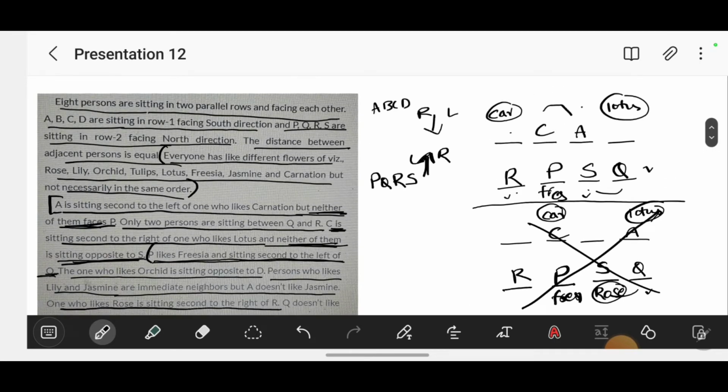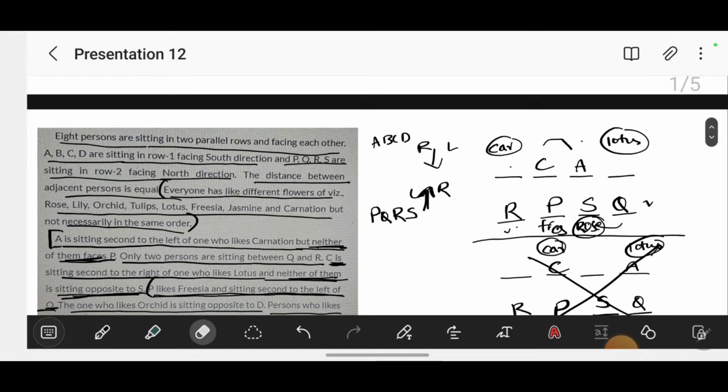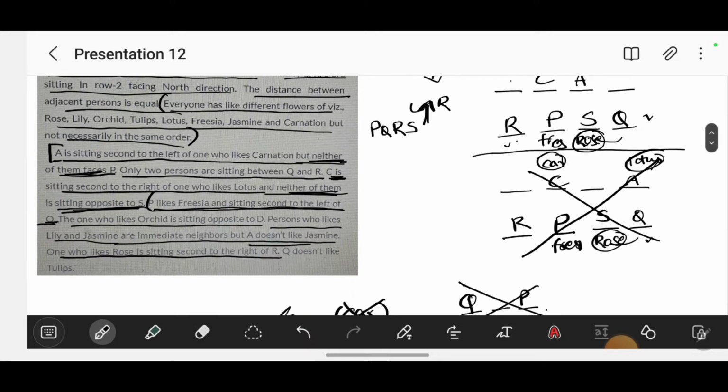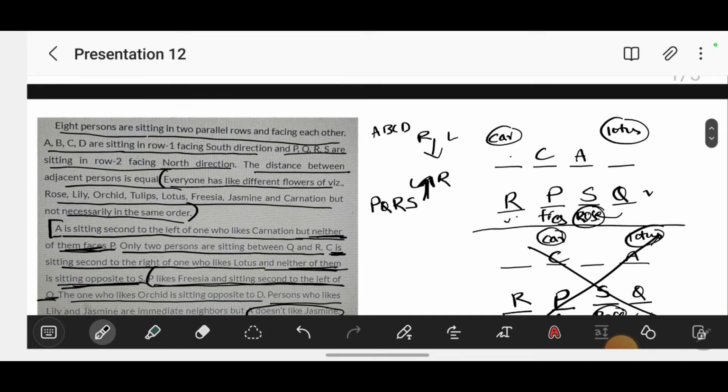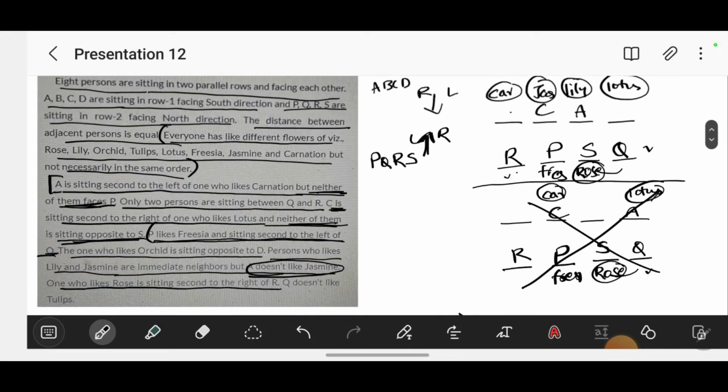And here, one who likes Rose is sitting second to the right of R. So Rose is here. So Lily and Jasmine are in A and C. And we also have the information that A doesn't like Jasmine. That means C is Jasmine and A is Lily. Right?